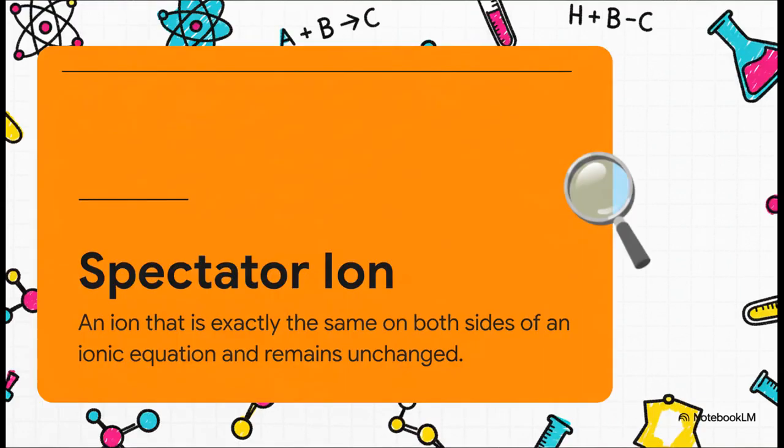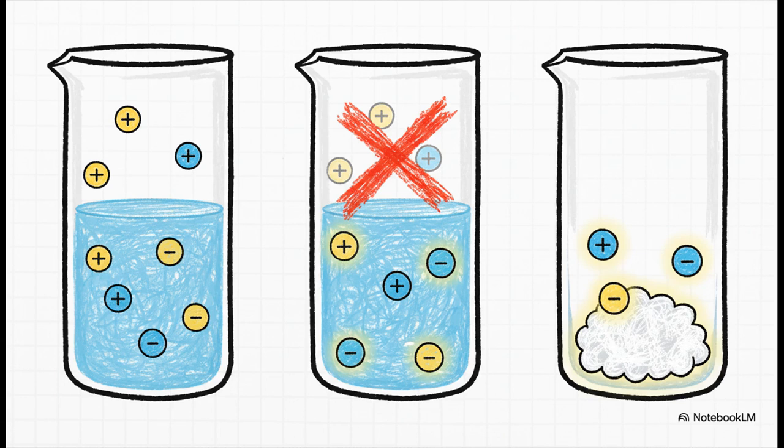This equation is totally balanced, but some of the things floating around in that water aren't actually doing anything. These are what we call spectator ions, and I absolutely love that name. They're literally just hanging out in the solution, watching the real reaction happen from the sidelines. In our last example, the sodium ion and the nitrate ion start out dissolved in water, and they end up dissolved in water. Nothing about them changes.